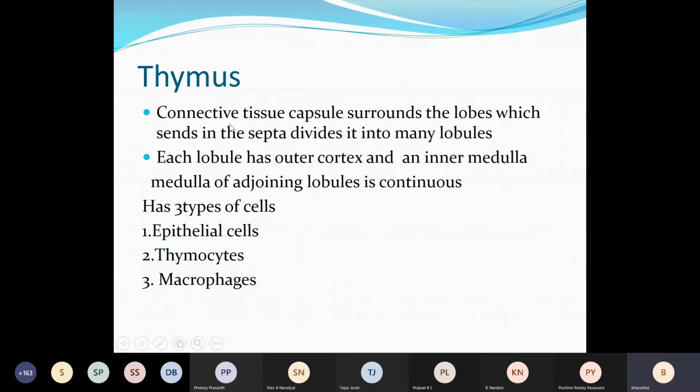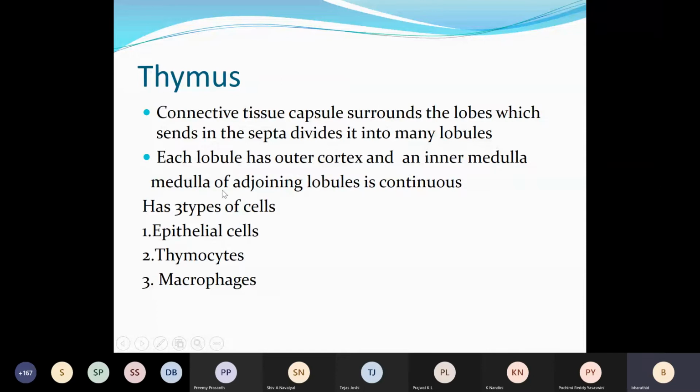So far what I have told you is this. The connective tissue capsule covering the thymus divides the thymus into lobes, which further divide into lobules. Each lobule has an outer cortex and inner medulla.